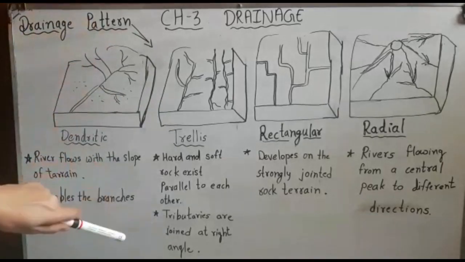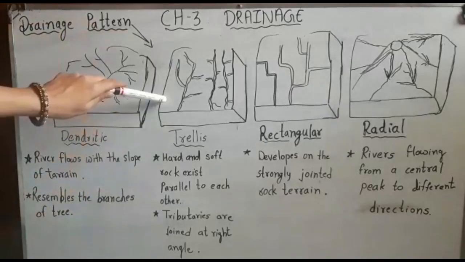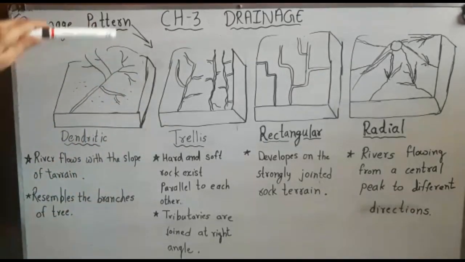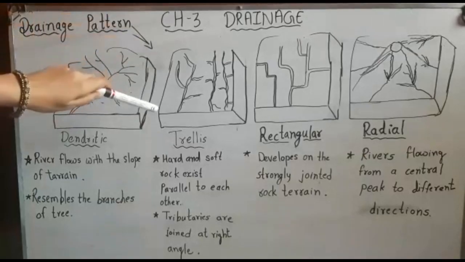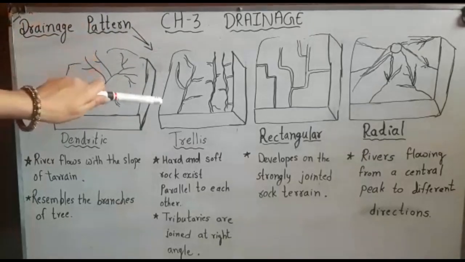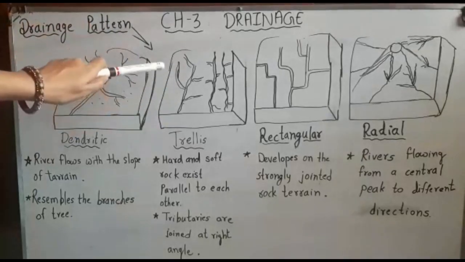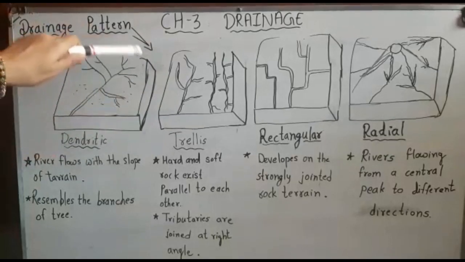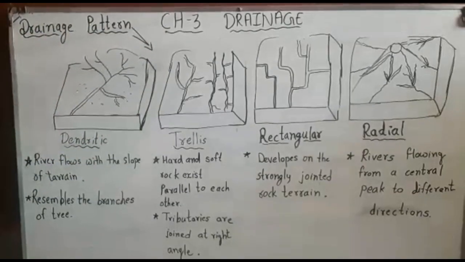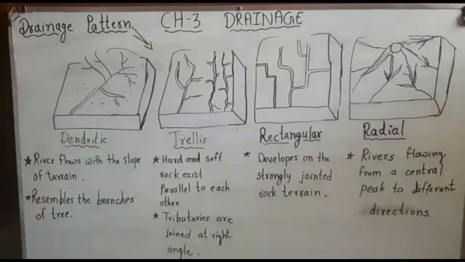Tributaries are joined at right angles. This is the most important fact of this trellis pattern. Every turn, these patterns join at a right angle. That's why you should learn this feature of trellis.